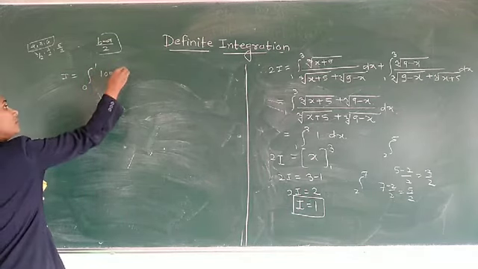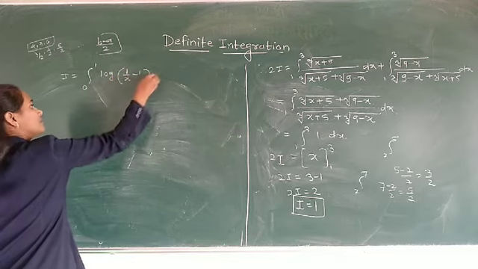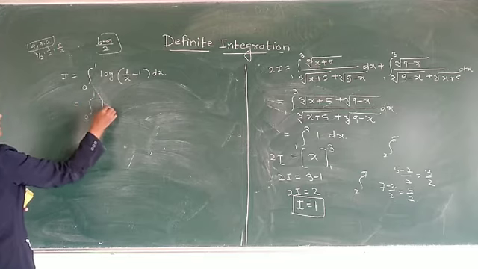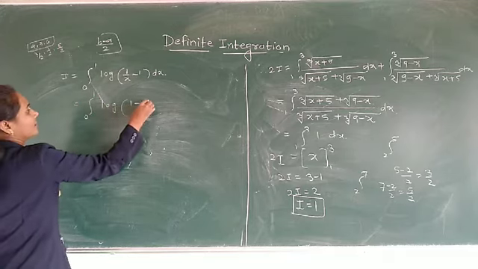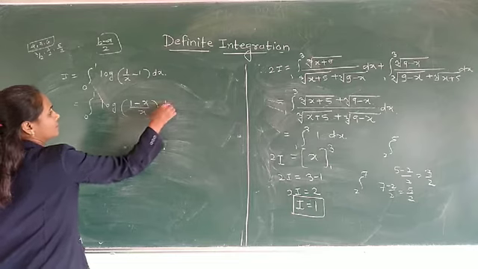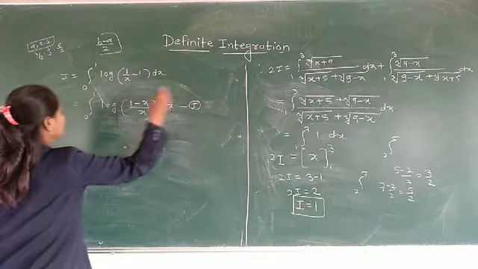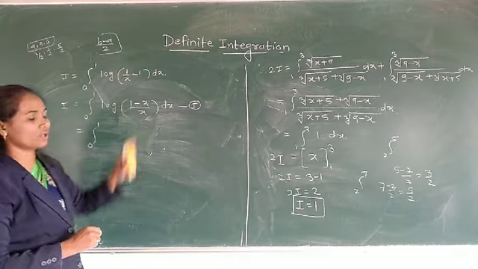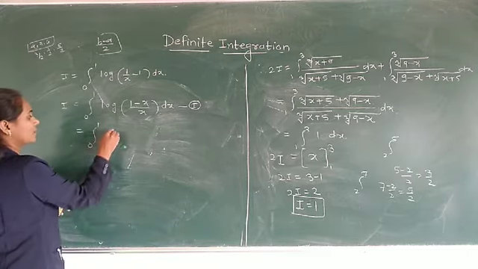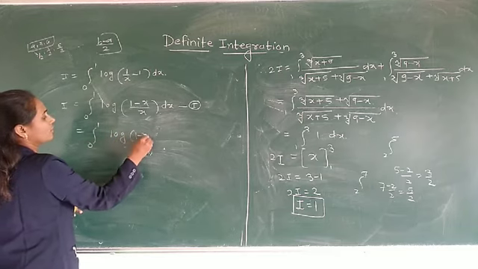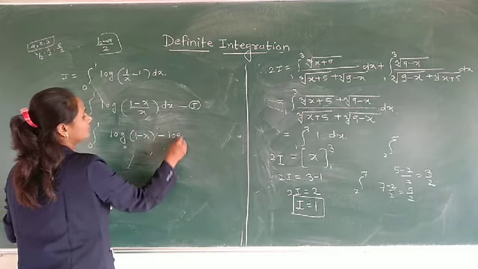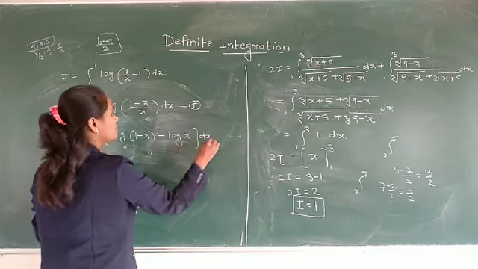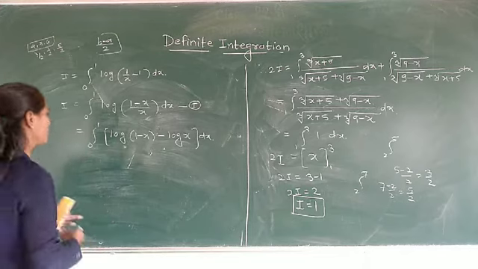Next question number 7, integration from 0 to 1 of log of (1 upon x minus 1) dx. Now here we simplify this example as the integration of log of (1 minus x) upon x into dx. Here we will use the quotient law of logarithm. Log of m upon n can be written as log m minus log n, so log of (1 minus x) minus log x into dx.